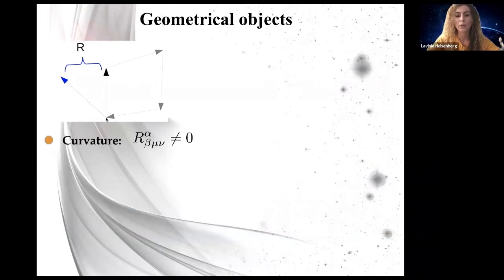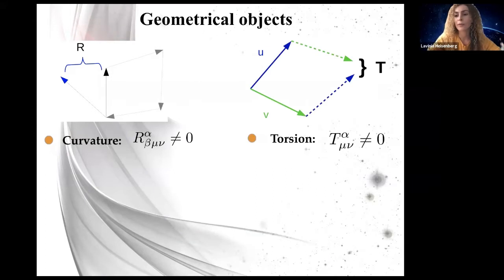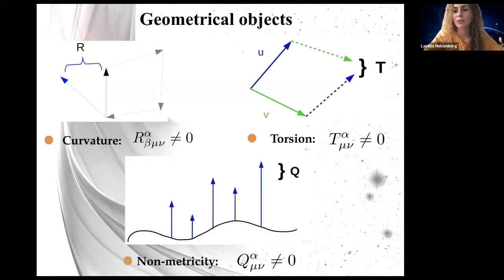How about torsion? If your spacetime has a non-vanishing torsion and you have 2 vectors and you parallel transport them along each other, and now this parallelogram doesn't close, it means that you have a non-vanishing torsion. All right, and what does non-metricity represent? Now if you have a vector and you transport it along a given path, the length of the vector changes if your spacetime has a non-vanishing non-metricity.